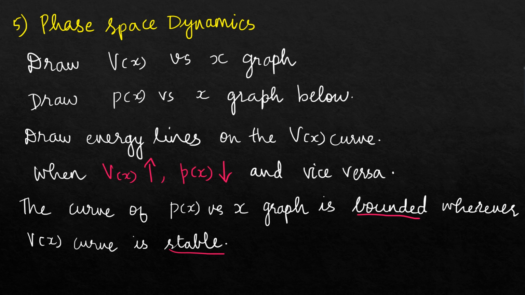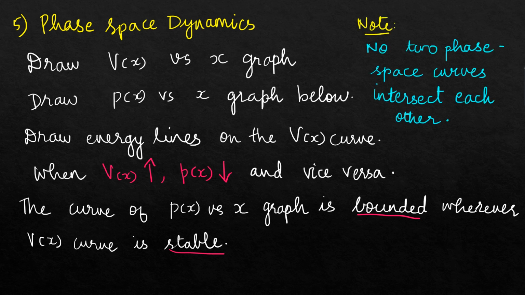And then this is one of the most important points: if the V(x) curve is stable, the p(x) versus x graph will be bounded. We have seen in my first video on stability analysis what is stable and what is unstable. In my phase space dynamics video we have also seen what is stable or bounded motion, so you have to see that if you don't know. Wherever the V(x) curve is stable, the curve of p(x) versus x will be bounded. So just check my phase space dynamics video. And one important note is that no two phase space curves intersect each other.